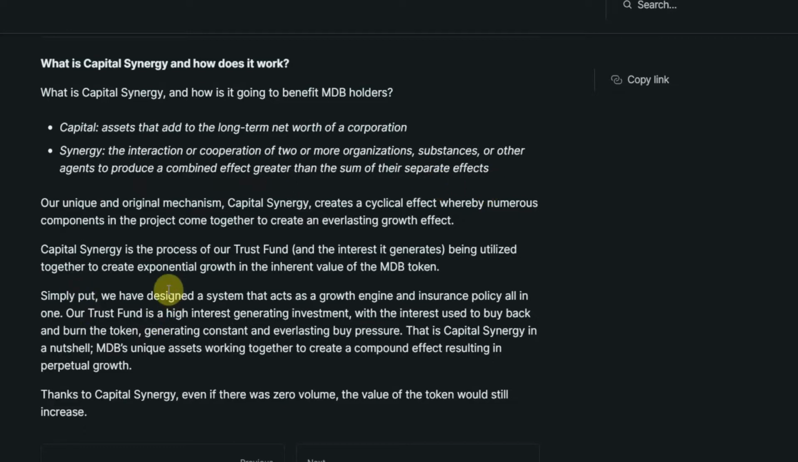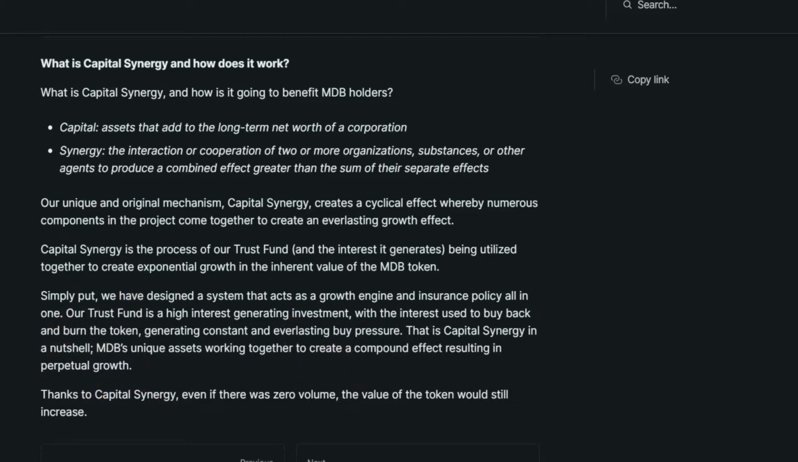Simply put, we have designed a system that acts as a growth engine, let's underline that, growth engine and insurance policy. All in all, the trust fund is a high interest generating investment with the interest used to buy back and burn the token, generating constant and everlasting buy pressure. That is capital synergy in a nutshell: MDB's unique assets working together to create a compound effect resulting in perpetual growth. Oh, I like that word, perpetual growth.